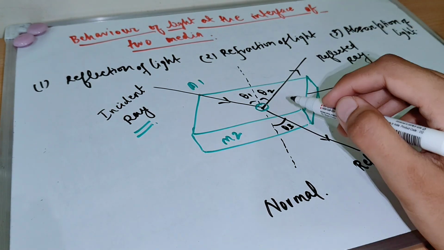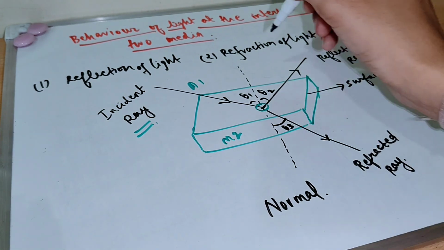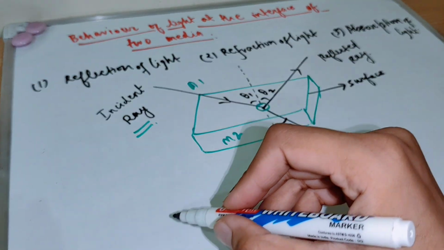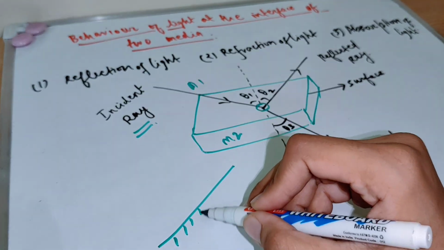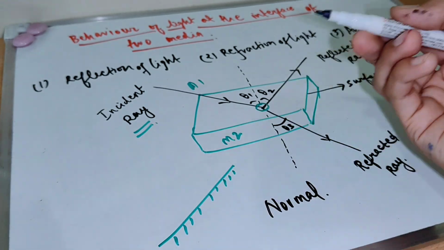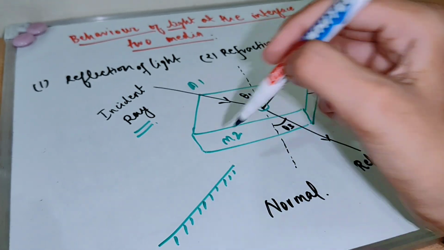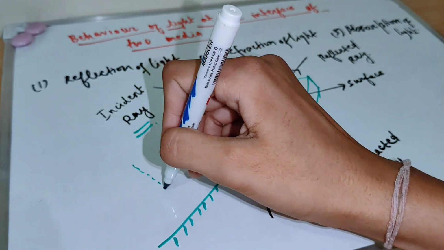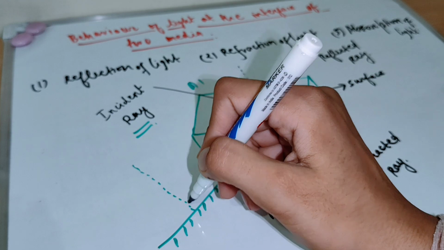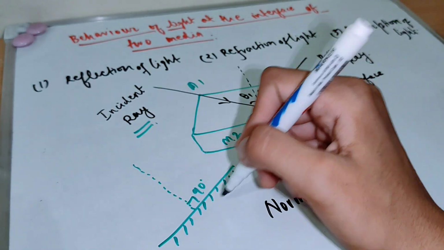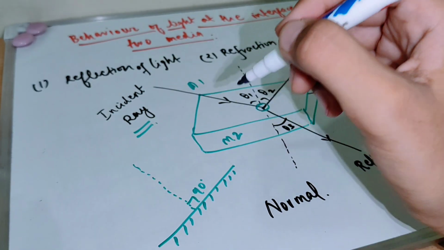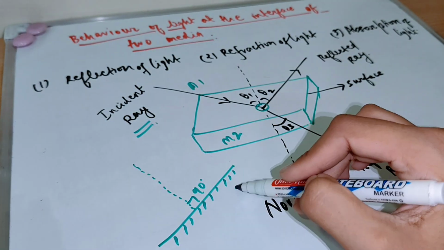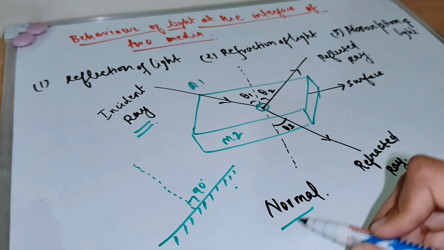Now at that very surface, the first thing that I will do is I will draw a normal. What is a normal? So let's say that this is some surface. Let's say this is a plane mirror. So I will draw an imaginary line which will be perpendicular to this surface at 90-degree angle to this plane mirror. When I draw an imaginary line perpendicular to the surface, it is known as the normal.